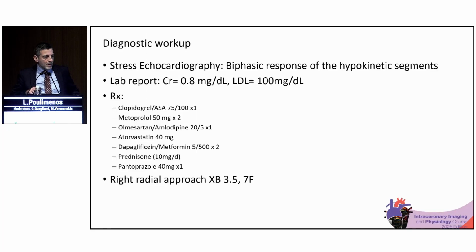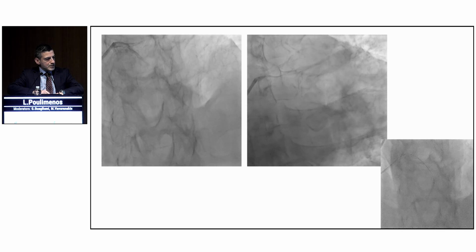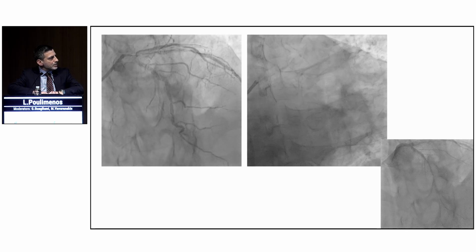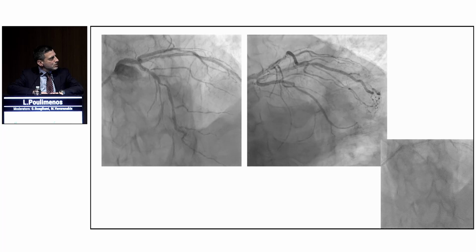They needed more evidence, and they did a stress echocardiography, and they found a biphasic response of the hypokinetic segments. He denied any other intervention, and he was referred to our hospital. Normal creatinine and LDL elevated. Here is the pharmaceutical regime, and we go for a right radial approach with XB 3.0.5 and 7 French. And we have this diagnostic, let's say, at the beginning of the intervention.